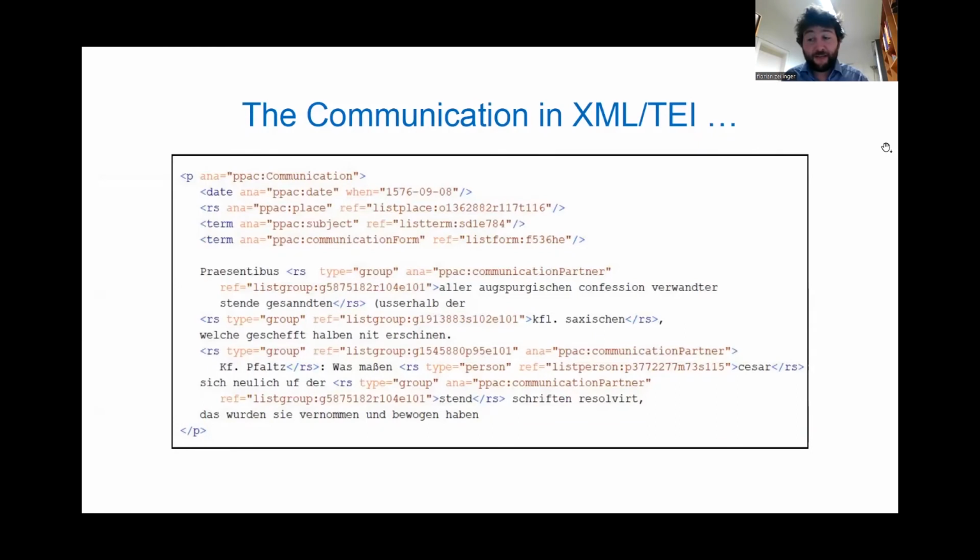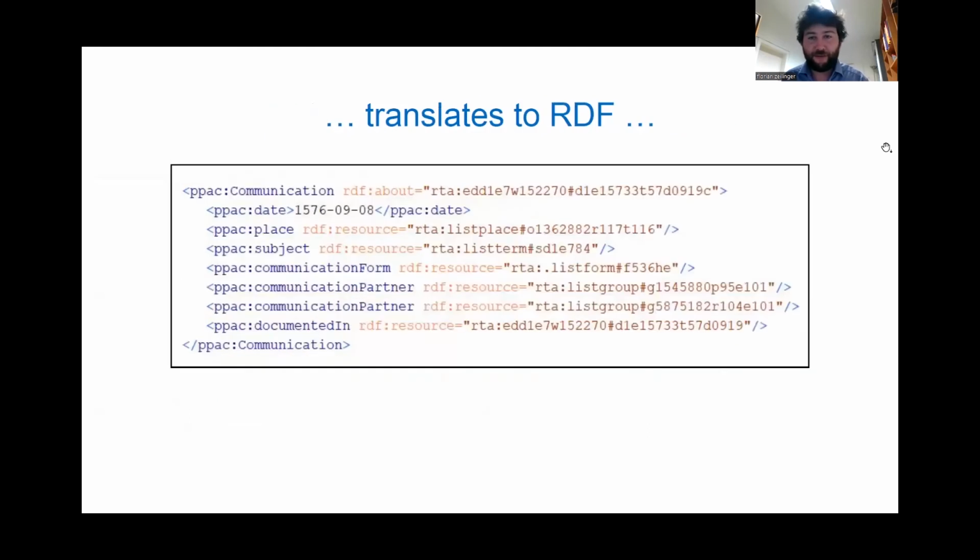The content tagged with the ANA attribute and corresponding elements can in turn be translated into RDF, where the communication relevant data is contained in an explicit reduced form and from where it can be fed into the database. You can see the RDF on the next slide. Exactly.